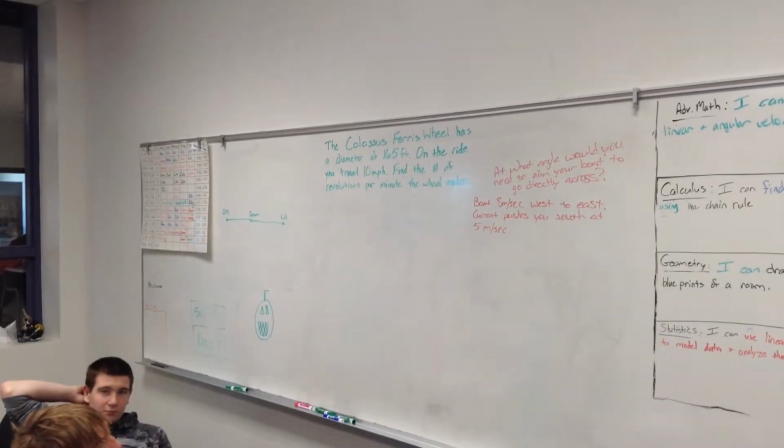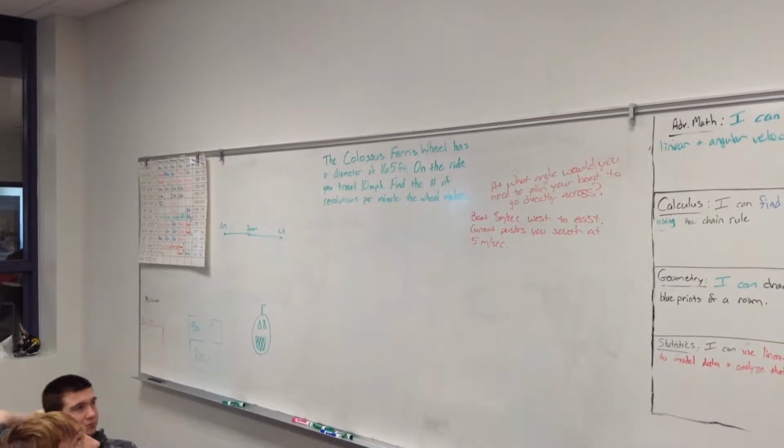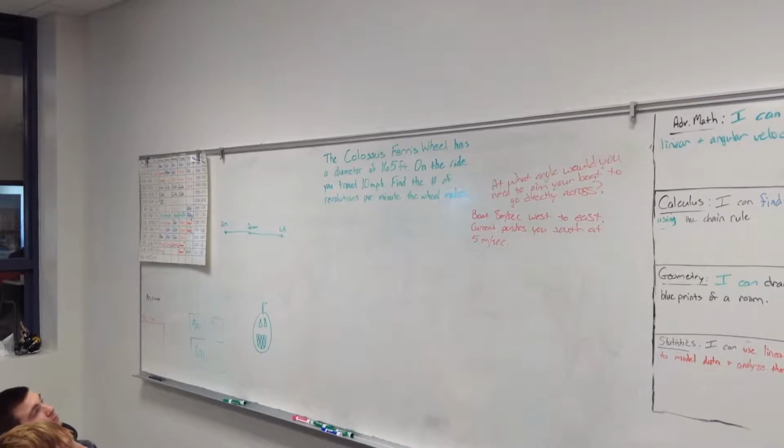The first problem that I want to draw your attention to is the one in green up here. It's referring to the Ferris wheel at Six Flags in St. Louis. It's called the Colossus Ferris wheel, one of the largest in the United States. It has a diameter of 165 feet, and while you're on that Ferris wheel, you are traveling 10 miles per hour.